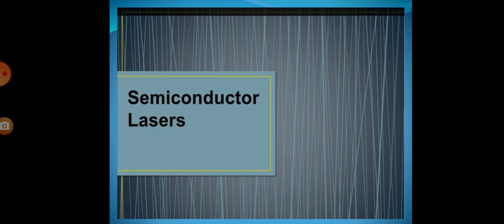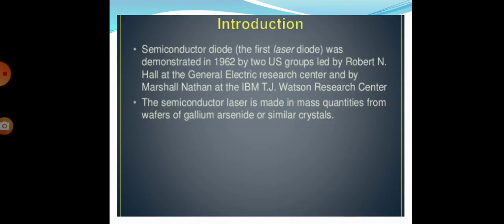Now we are going to discuss the semiconductor laser. The semiconductor laser is a two-level laser. It obeys the characteristics of light. The power output is 1 milliwatt. The nature of output is a pulse or continuous beam. Introduction of the semiconductor laser.